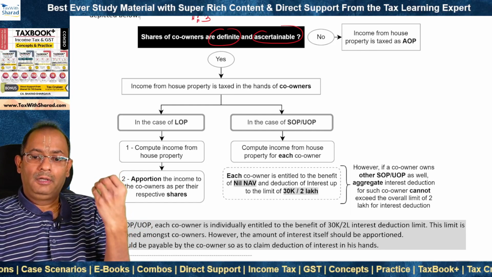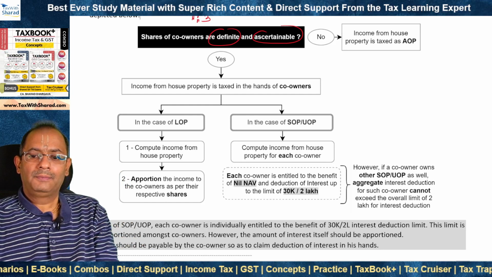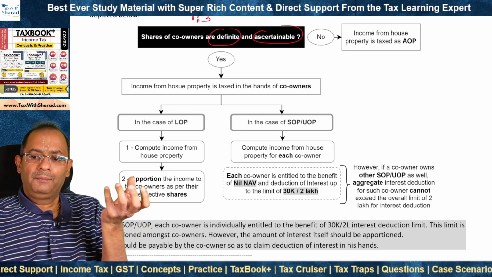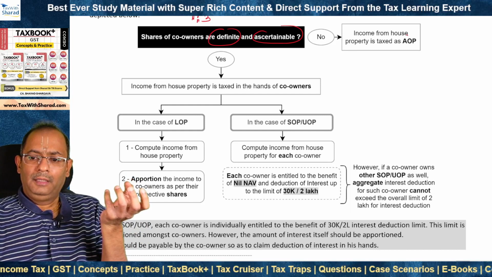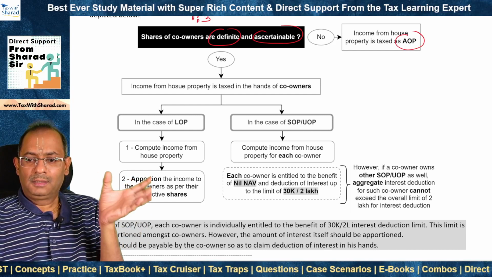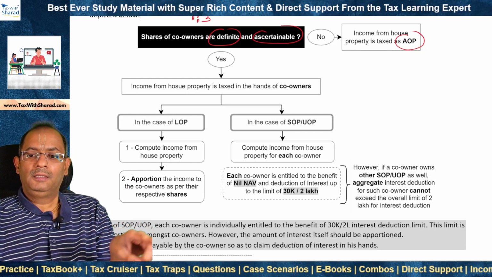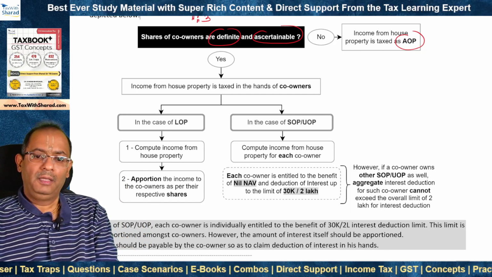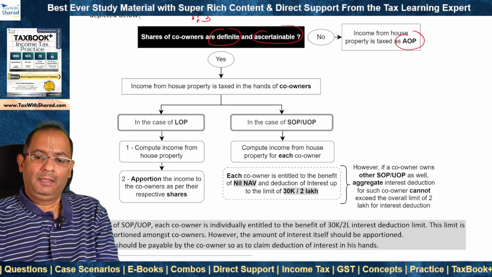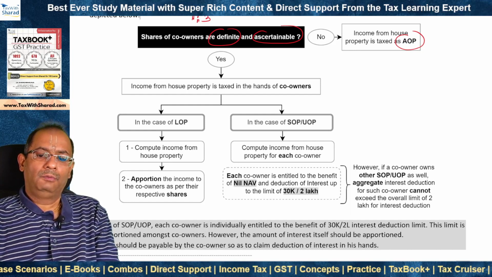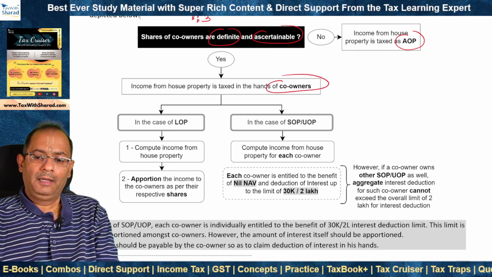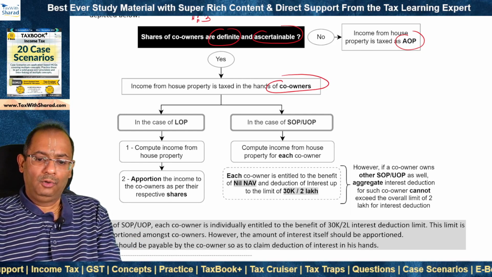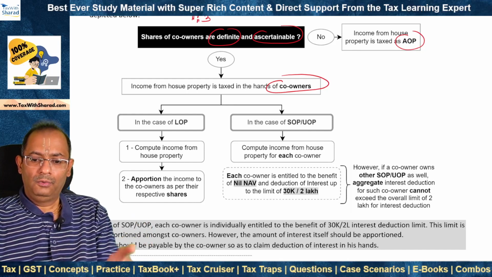If the shares are not definite and ascertainable, that means that the co-owners are basically in the nature of association of persons. So the income from house property is then taxed in the capacity of an association of persons, or AOP. But if the shares are definite and ascertainable, then income from house property is taxable in the hands of the co-owners. And then it depends on whether the property is LOP or it is SOP UOP.